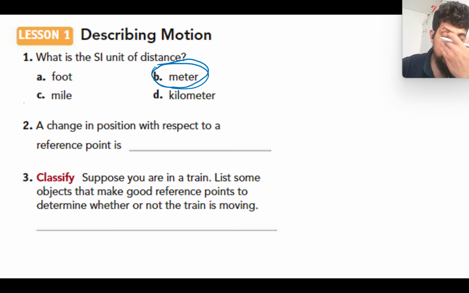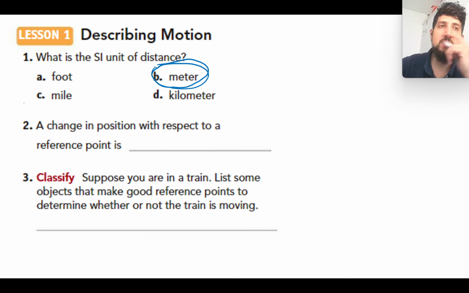A change in position with respect to a reference point is known as what? Well, what do we mean by change in position with respect to a reference point? Once again, we need to understand the question. So remember what I said in science, when we're talking about movement, we're talking about change in position. So I'm sitting down here and I'm wiggling away. That's not really changing my position. When we're talking about change in position, we're talking about changing places. So I'm moving from one place to another.